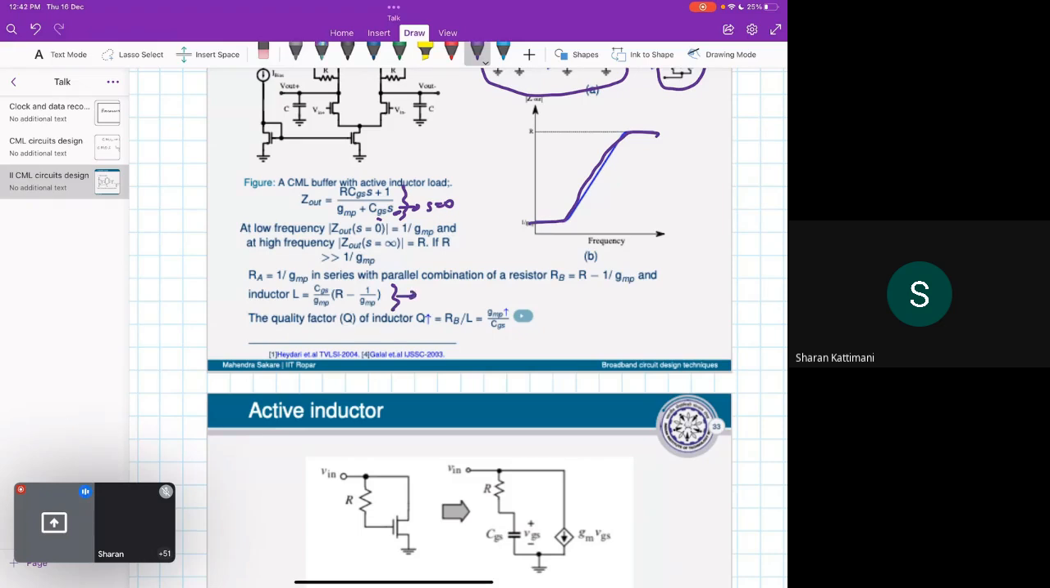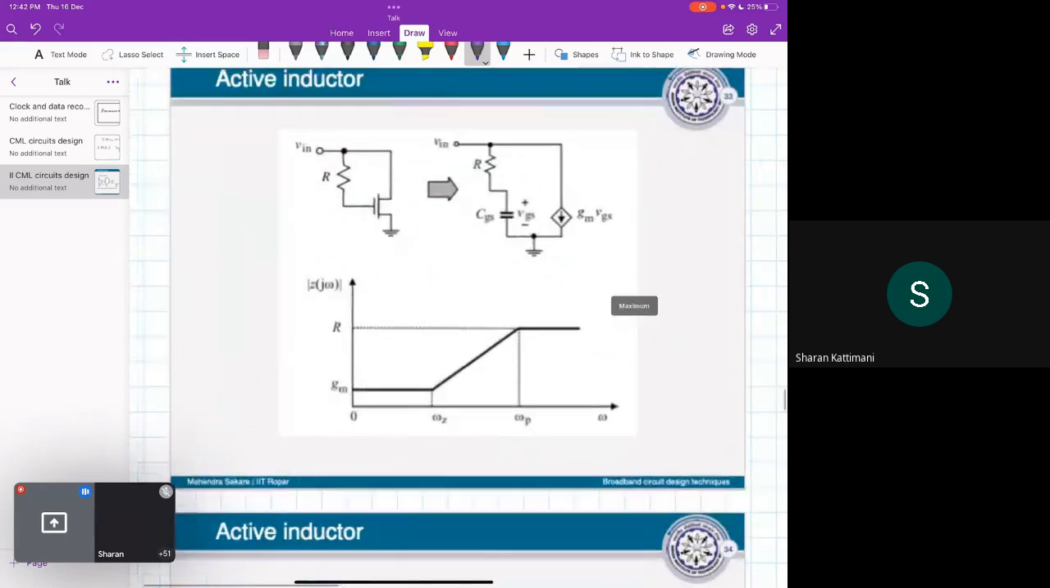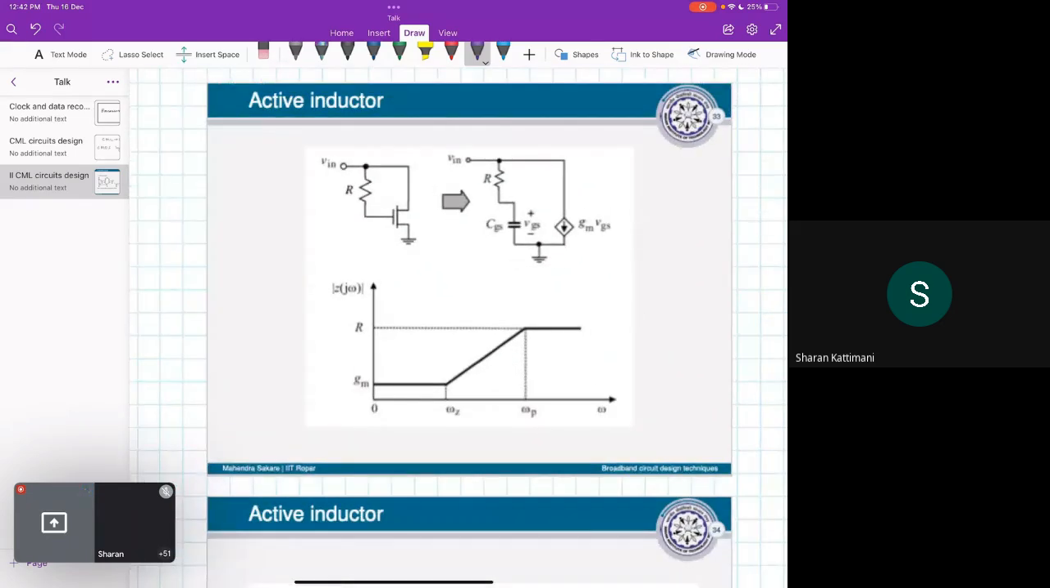So by playing with CGS, GM, R, all those, we can play with the quality factor of the inductor. Okay, so let's understand the same thing intuitively. So this is the active inductor. In an active inductor, this is the MOSFET. So this is the voltage controlled current source GM VGS, and a CGS is connected in series with R.